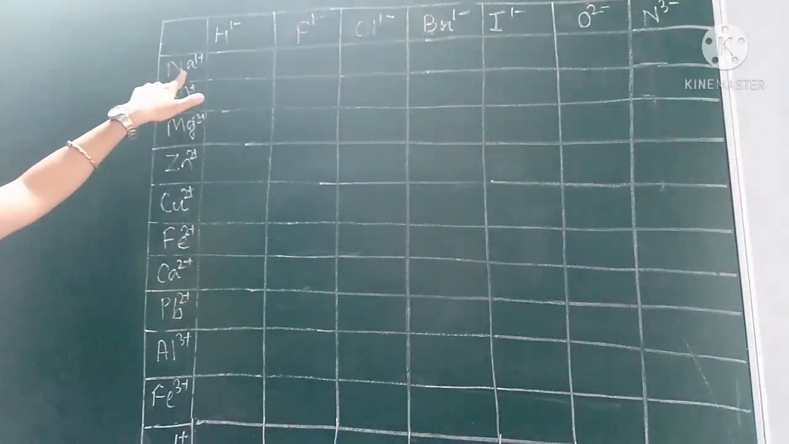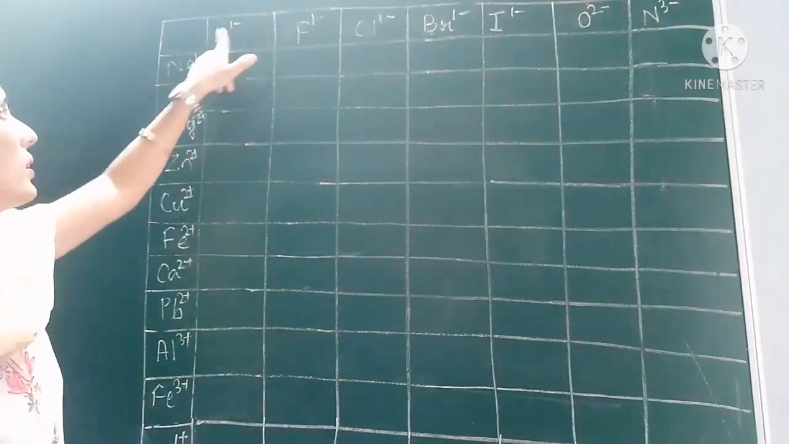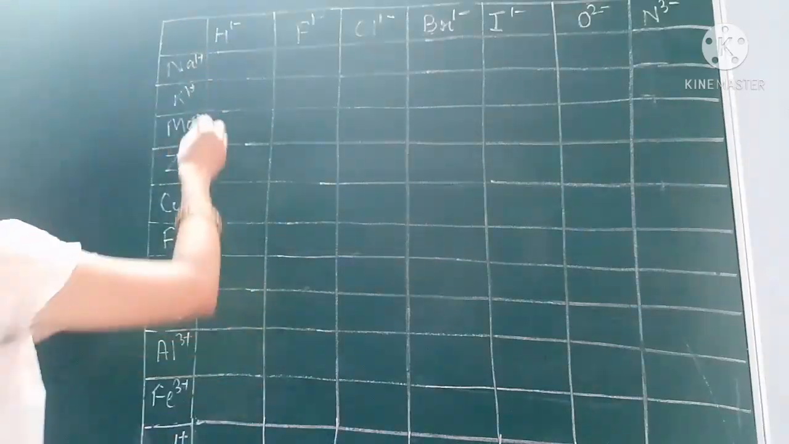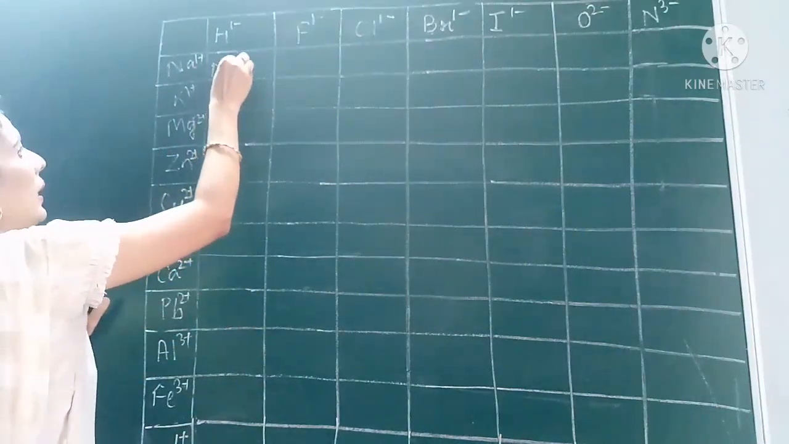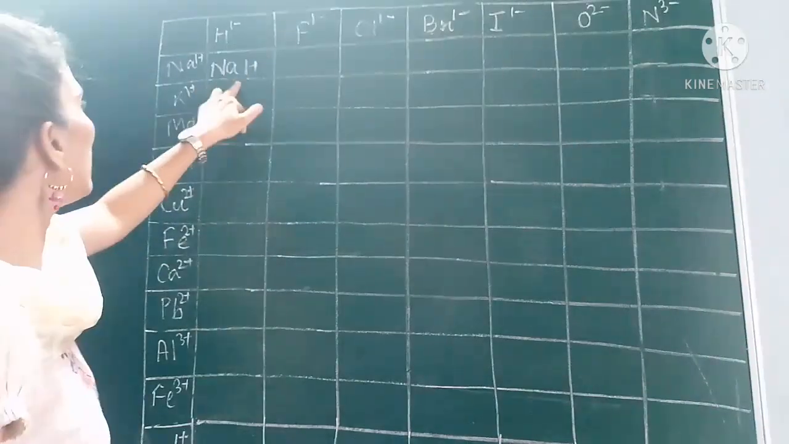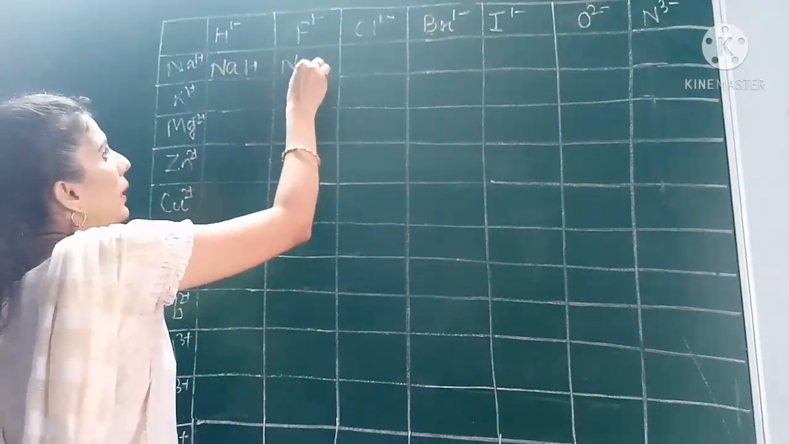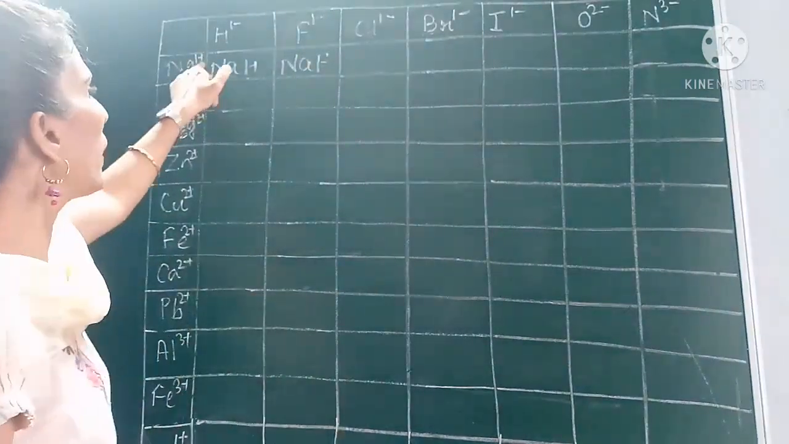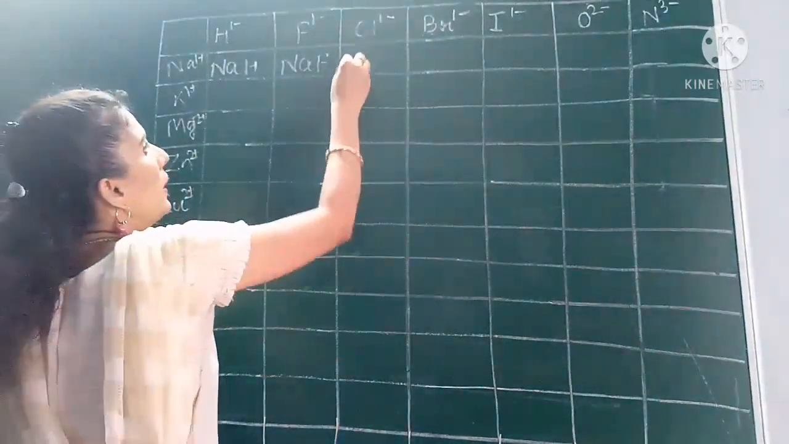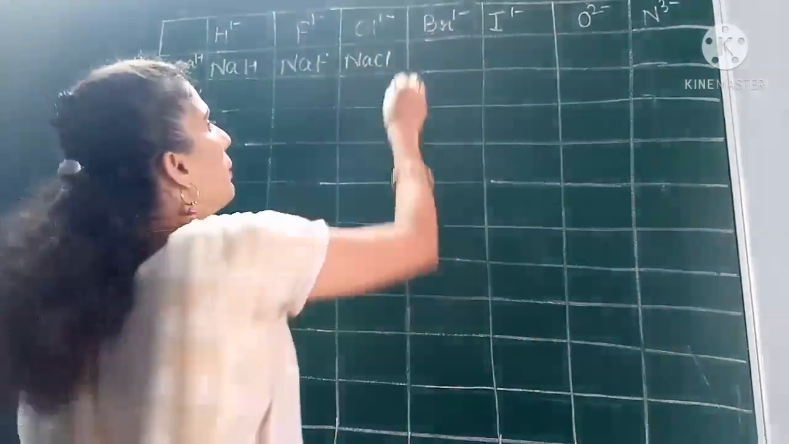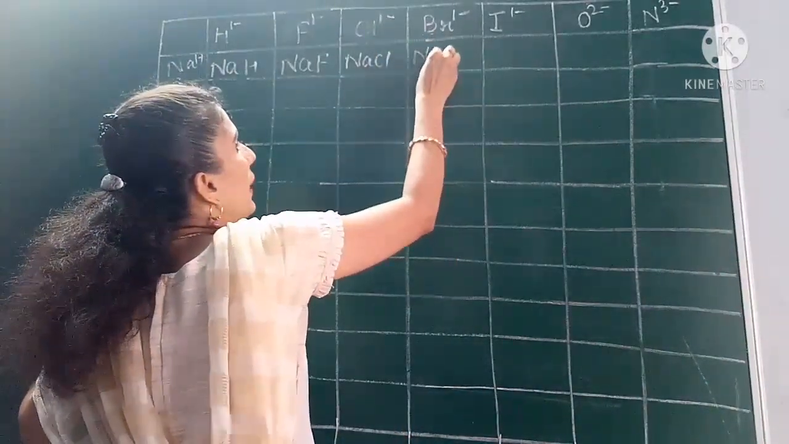See here, Na 1 plus, H 1 minus. As I have told, 1 plus and 1 minus is cancelled. That's why it will become NaH. Like this, 1 plus 1 minus will be cancelled, it will become NaF. Like this, 1 plus 1 minus cancel, it will become NaCl. 1 plus 1 minus will be cancelled, it will become NaBr.